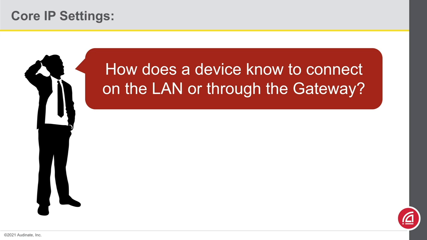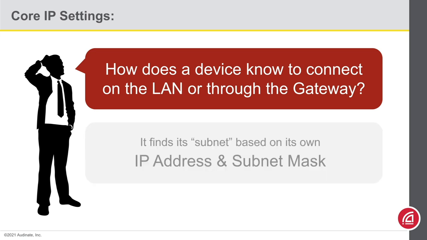So this brings up a question. How does our network device know if the destination is found on the local area network or if it should contact the gateway? Well, it figures that out by using its own IP address and subnet mask. And many of you will probably know this intuitively.